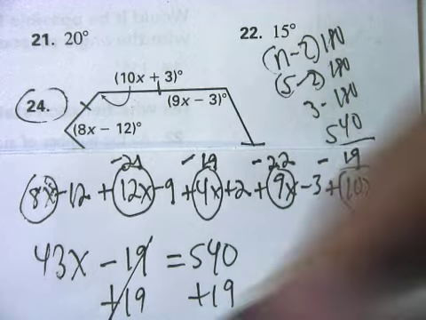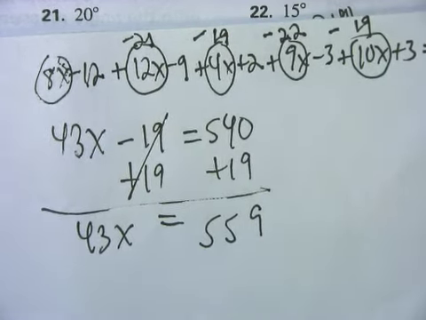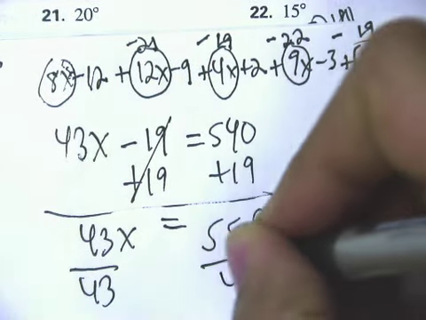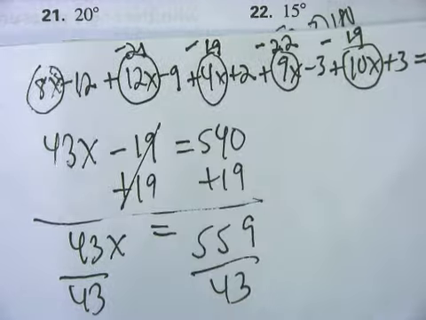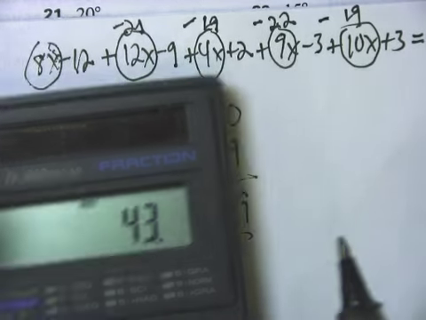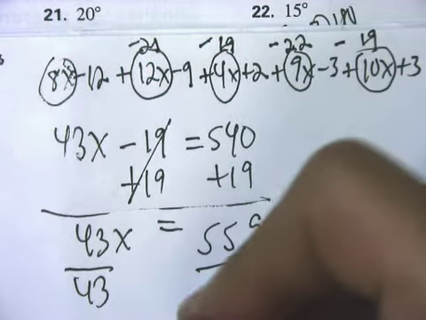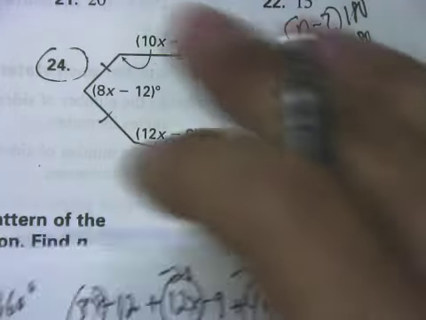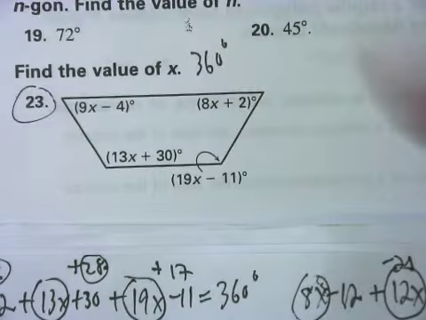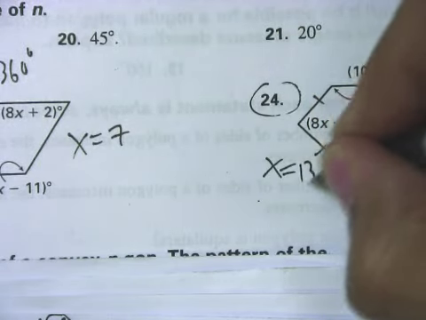Let's take a look here. After here, it becomes a simple algebraic equation. So add 19 to both sides. 43x is equal to 559. Divide by 43. And x is equal to 559 divided by 43, and that equals 13. So x is equal to 13.